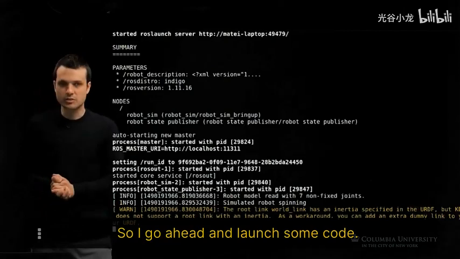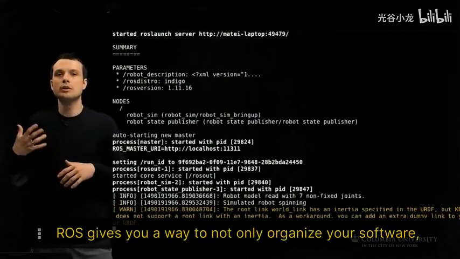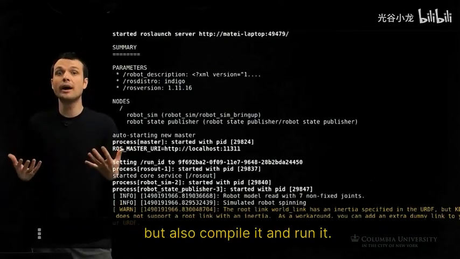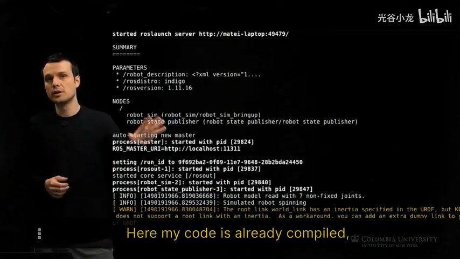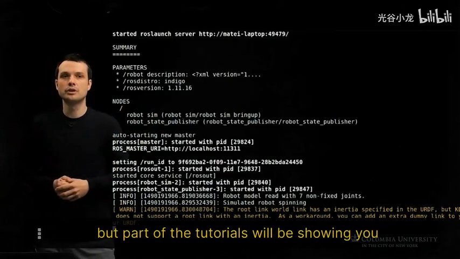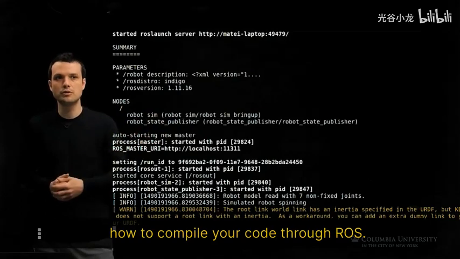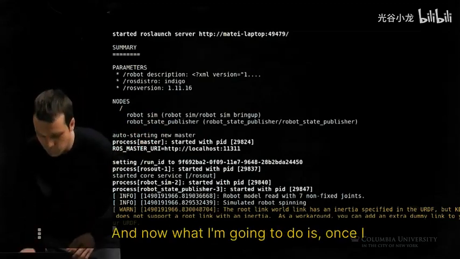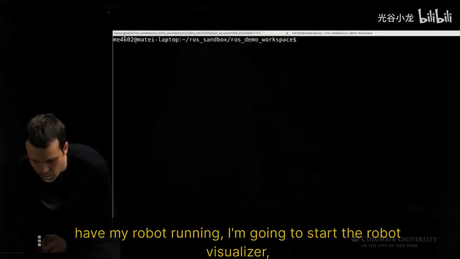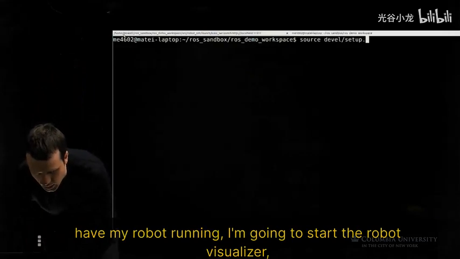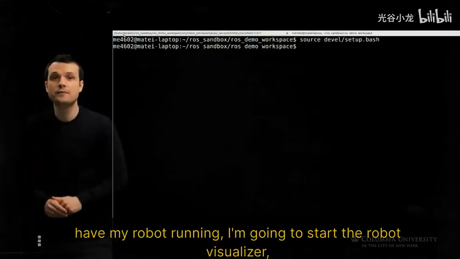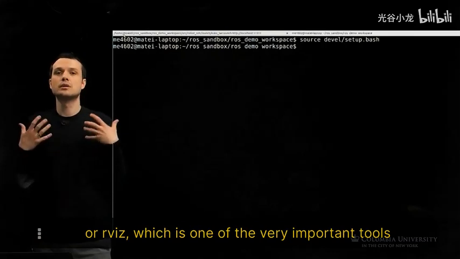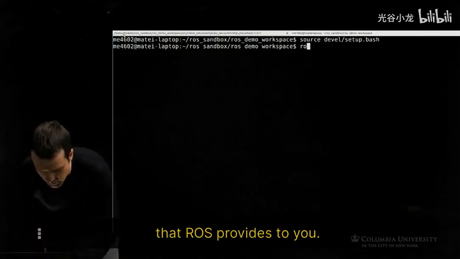So I go ahead and launch some code. ROS gives you a way to not only organize your software, but also compile it and run it. Here, my code is already compiled, but part of the tutorials will show you how to compile your code through ROS. Now, once I have my robot running, I am going to start the robot visualizer, or RViz, which is one of the very important tools that ROS provides to you.